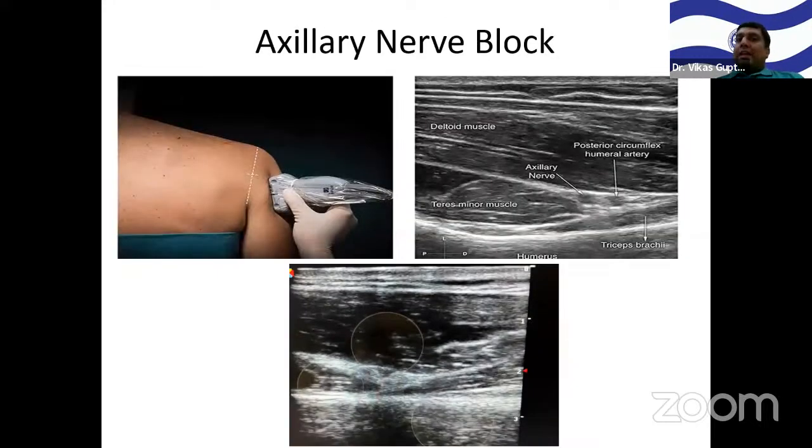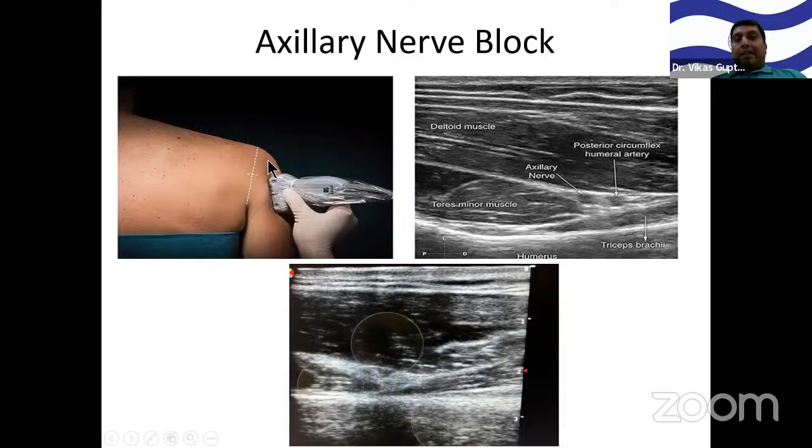Now, axillary nerve block. I am not talking about axillary brachial plexus block; I am talking about axillary nerve block. It will be very useful for shoulder surgeries like arthroscopic surgeries, and it is very easy to perform. We are using a linear probe and put our transducer over the posterolateral aspect of the shoulder.